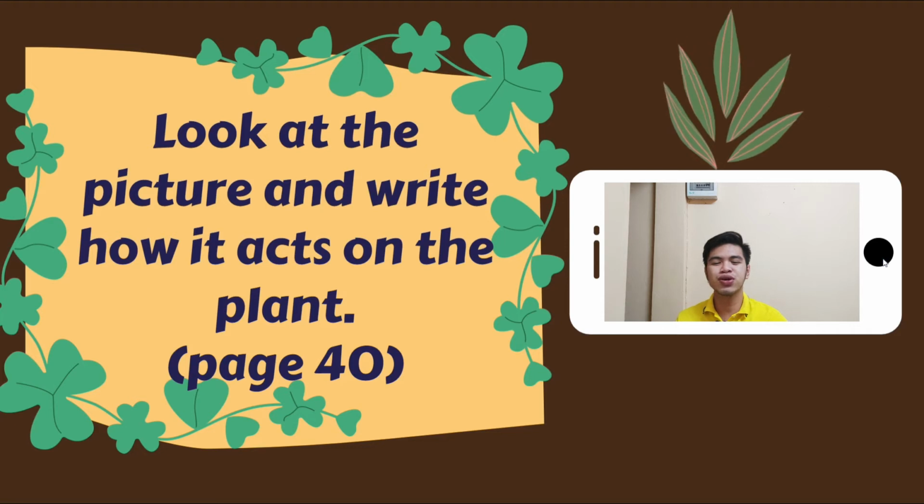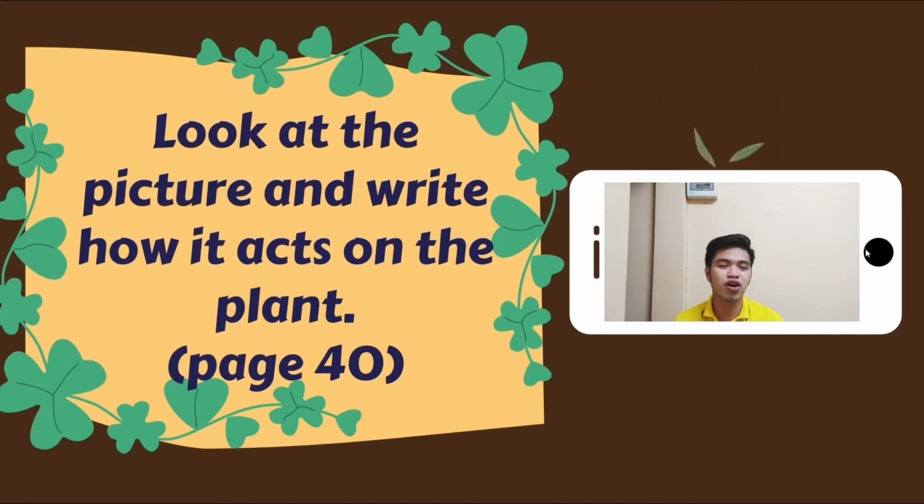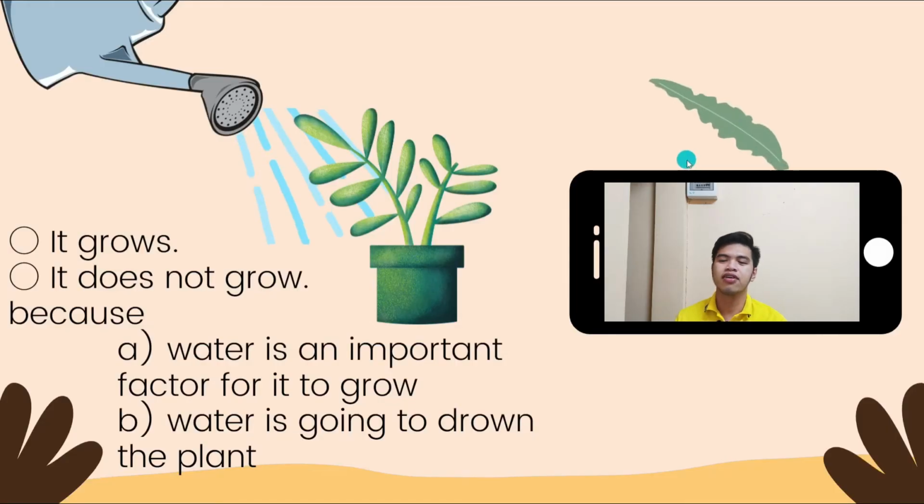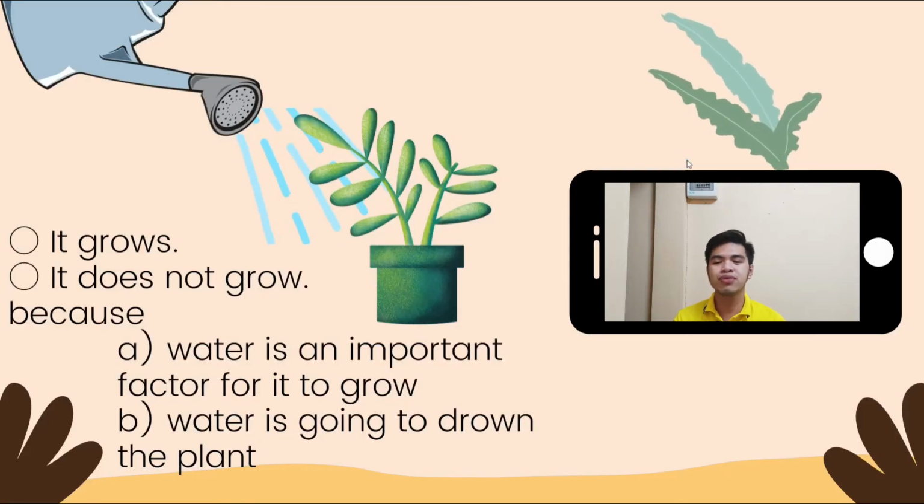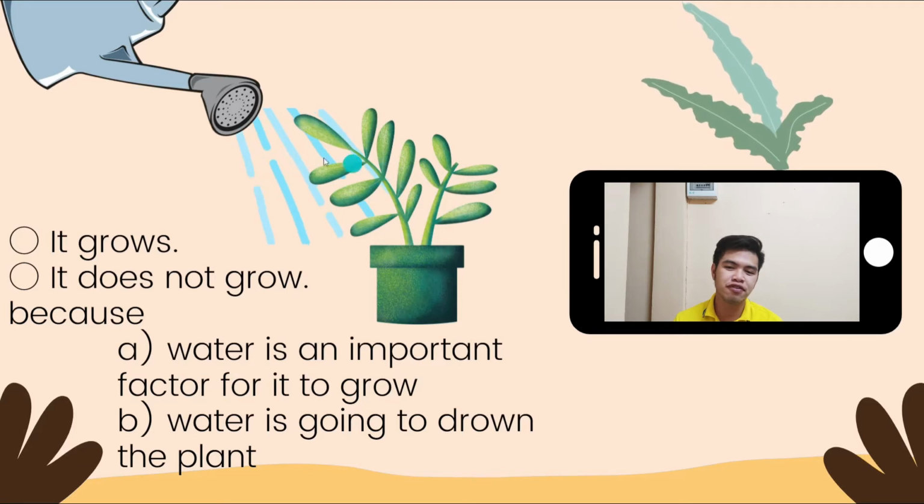Here we're going to look at the picture that Teacher Lance will show, and then we're going to write how it acts on the plant. We're going to write how the picture that I show reacts on the plant, okay? Okay, number one. Number one, we can see a picture of watering the plant.